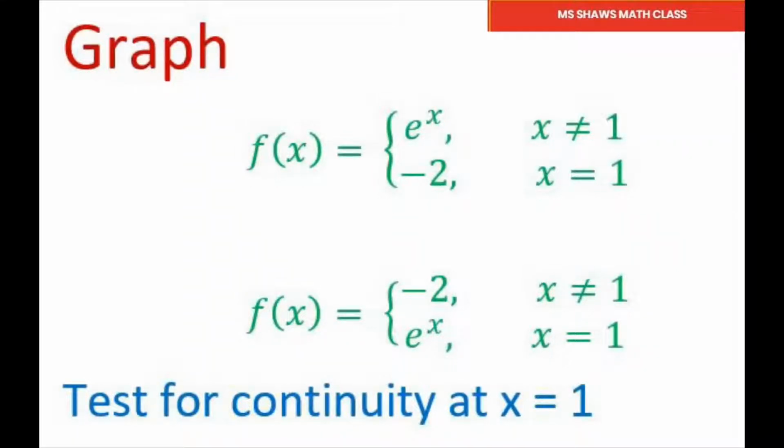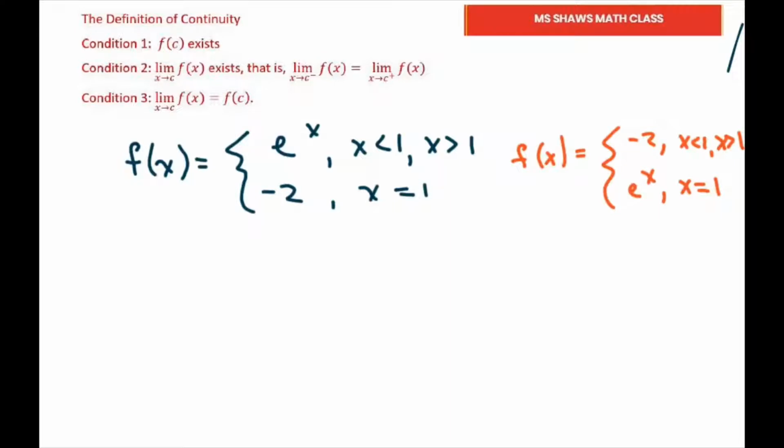Hi everyone, we're going to graph these two functions and test for continuity at x equals 1. So the first thing we're going to do is test for continuity here. And let's look at the definition of continuity. The first condition must be met, and then the other two need to follow as well. So all three conditions must exist.